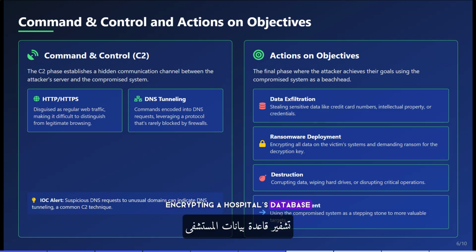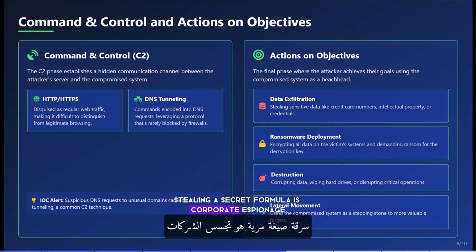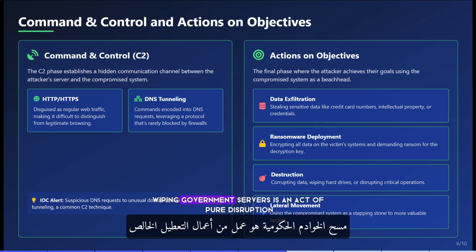Encrypting a hospital's database is a classic ransomware scenario, motivated by financial gain. Stealing a secret formula is corporate espionage. Wiping government servers is an act of pure disruption.